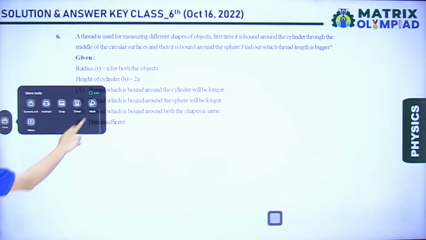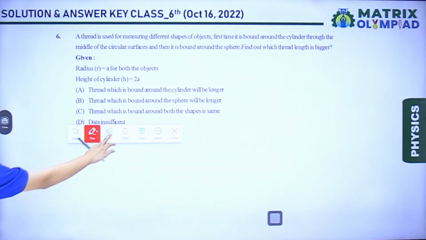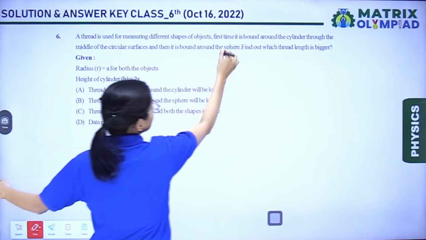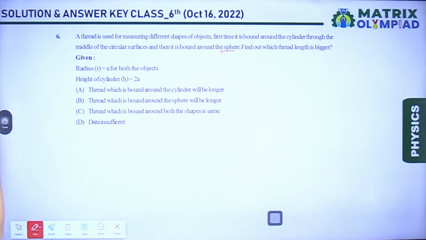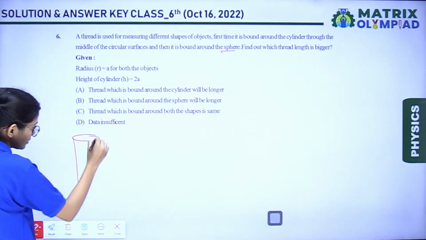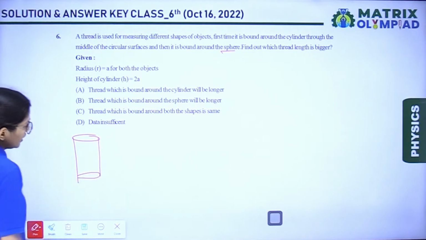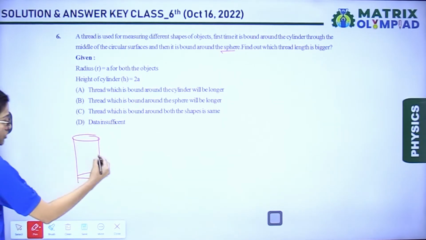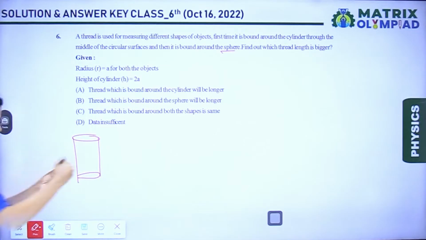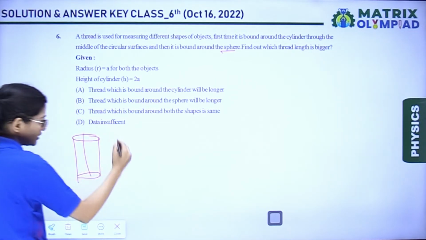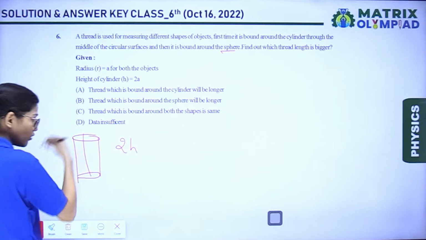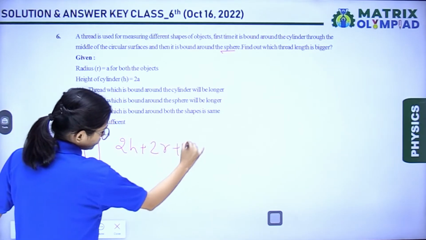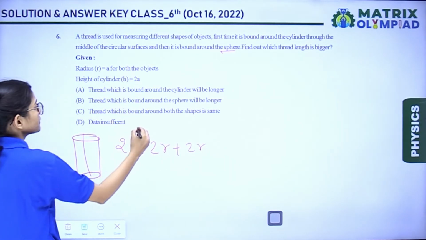So now let's see question number 6. A thread is used to measure the length of two objects. The first one is a cylinder and the second is a sphere. At first, if I'm talking about the cylindrical shape, this will be our cylinder. The thread is first rounded around the middle part and then the circular surfaces. In the middle part, on this side there will be H, and on this side there will be H, so that will be 2H. Both circular surfaces will have R and R, then 2R plus 2R.